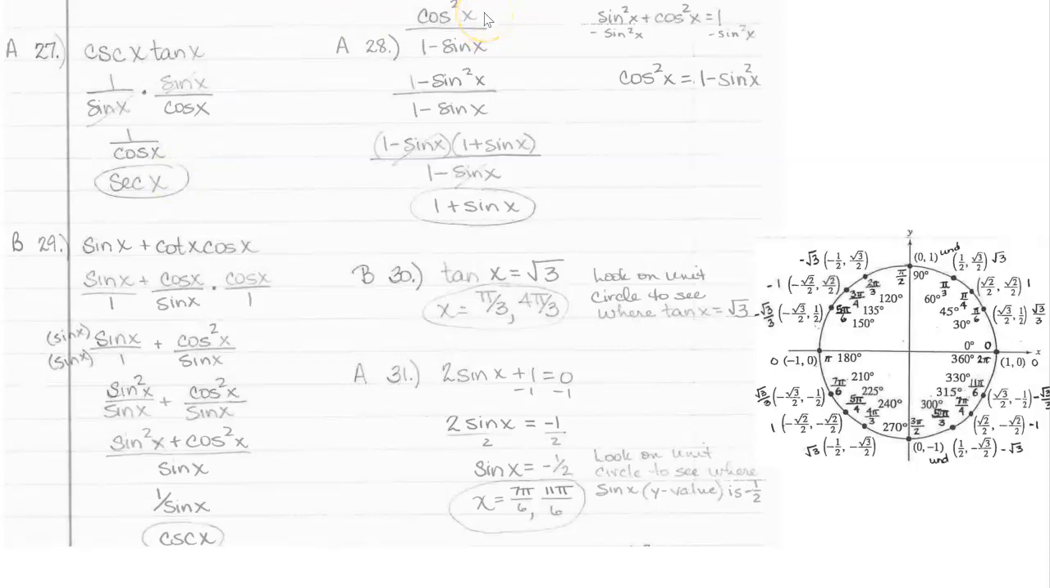Step number 1, look to see if we have any Pythagoreans, and we spot those with trig functions squared. So yeah, I have a cosine squared.